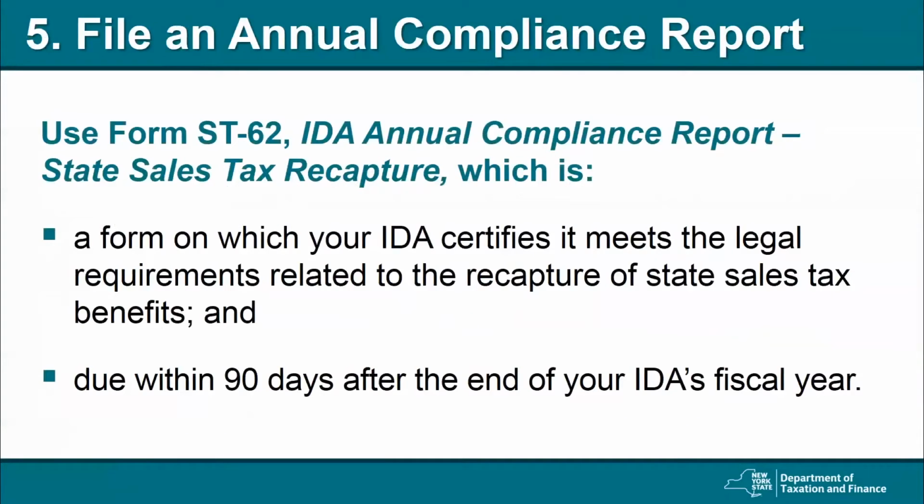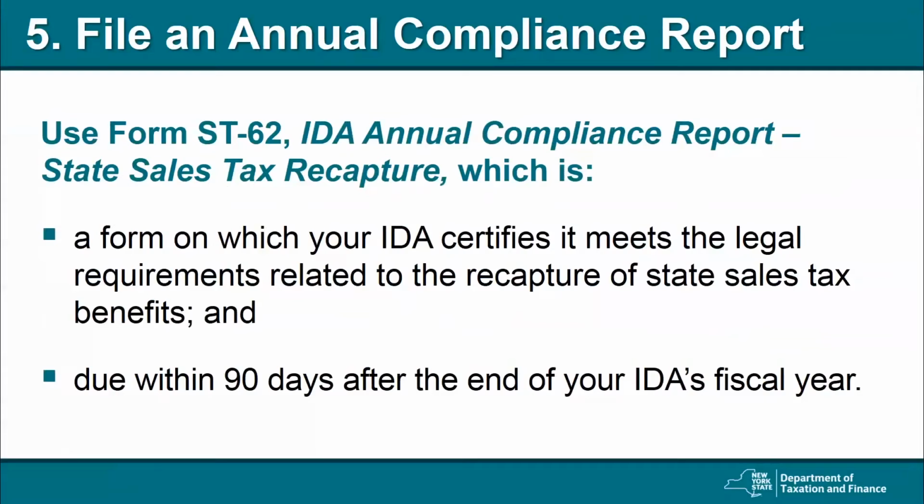Moving on to the fifth and final general requirement, again with sales tax recapture. Under the law, the IDA has to prepare an annual compliance report, and this report details the terms and conditions for the recapture mentioned earlier, what those terms and conditions are in the agreements. This report also has to describe the actual efforts that the IDA undertook to recapture any of the state sales tax benefits.